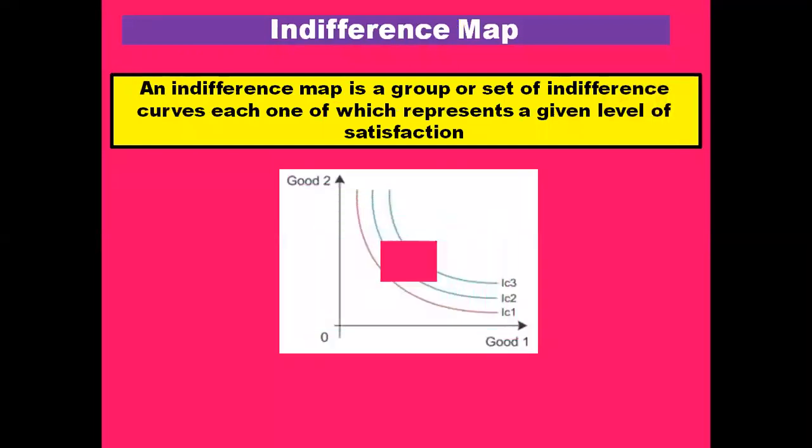Now, indifference map is a group or set of indifference curves, each one of which represents a given level of satisfaction. So when we plot many indifference curves, or we can say a set of indifference curves that indicate different levels of satisfaction, it is known as indifference map. IC1 represents a certain level of satisfaction, but IC2 represents another level of satisfaction, IC3 another level of satisfaction. So when we plot a set of indifference curves, we get indifference map.